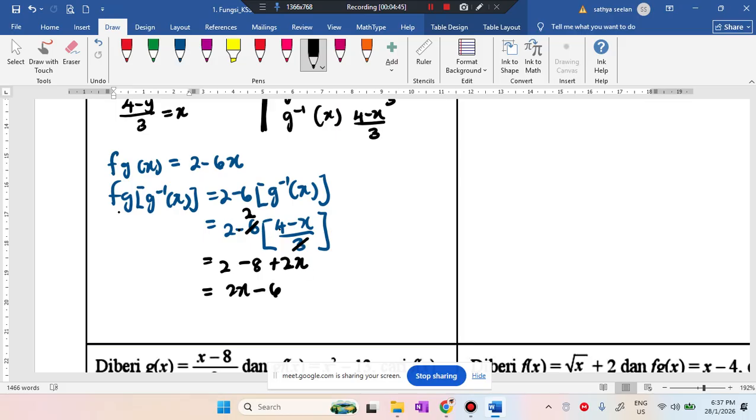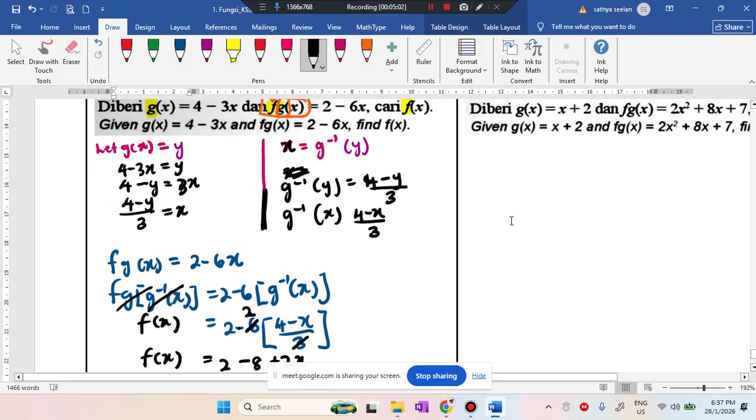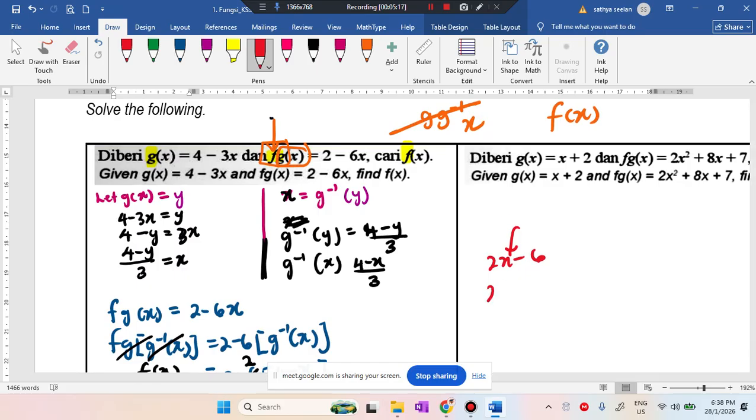Okay, just to make sure our answer is correct, let us do the fg of x. So what is f of x? 2x minus 6. In this I replace x with g of x. What is g of x? 4 minus 3x, right? So 2 times 4, 8. 8 minus 6x minus 6. So 8 minus 6 is 2. 2 minus 6x. We got it back. See? fg of x. We got it, which means our answer is correct. This is just to check.